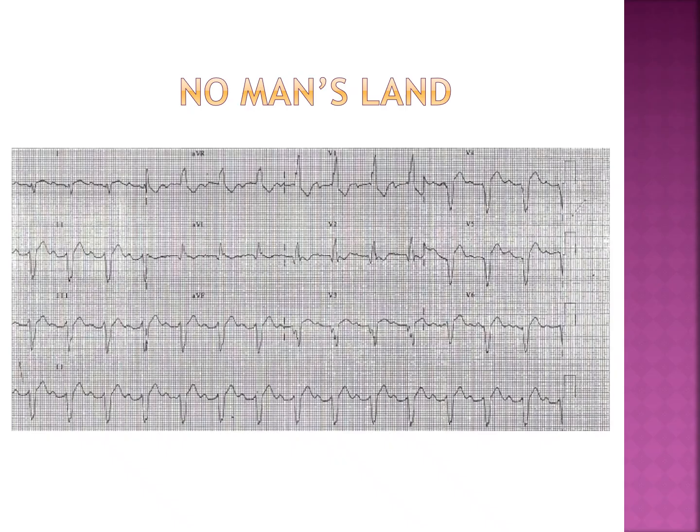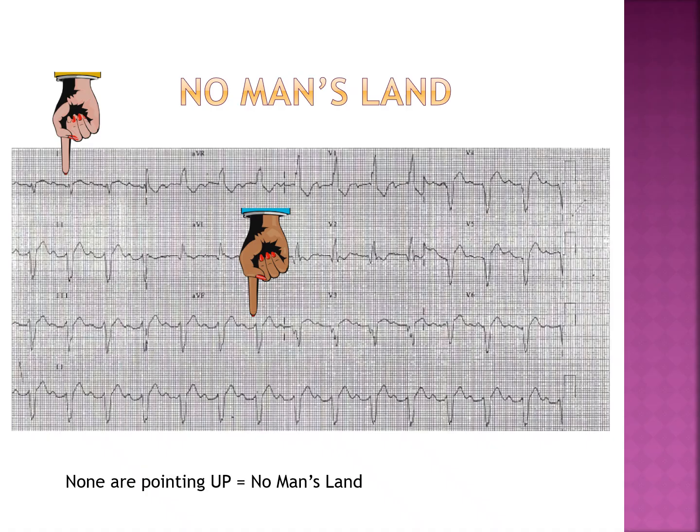Our AVR could be going upward as kind of a normal situation. So let's look at 1, and it is going downward. Now let's look at AVF, and it is going downward. So both fingers are going downward, so we have no fingers pointing up. Because of that, we can say this is a no man's land or northwest deviation, because neither finger is going up. That is not normal, and so we call it no man's land. It's pointing nowhere.